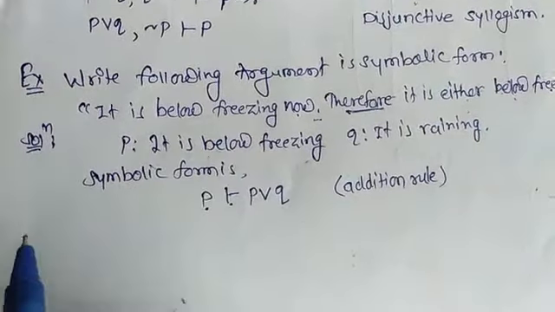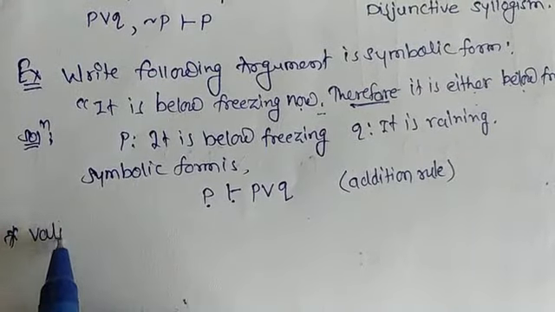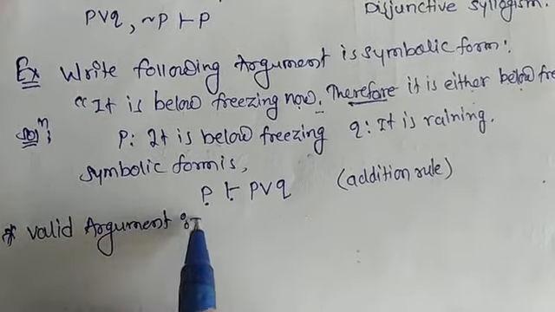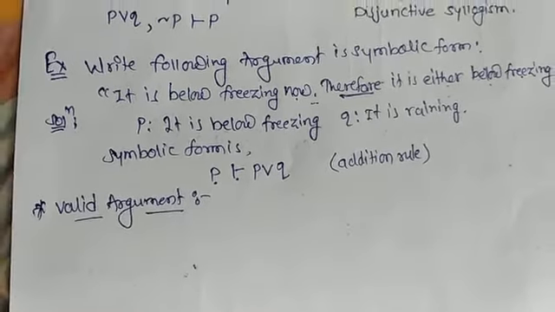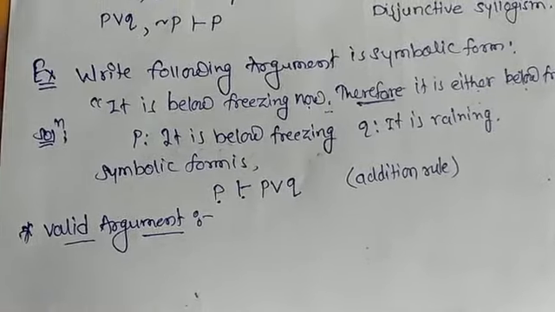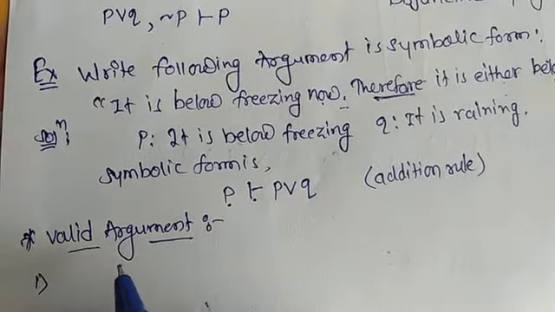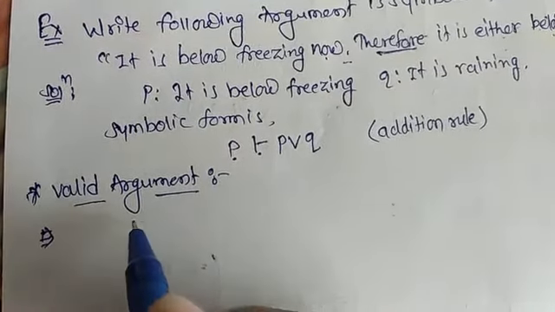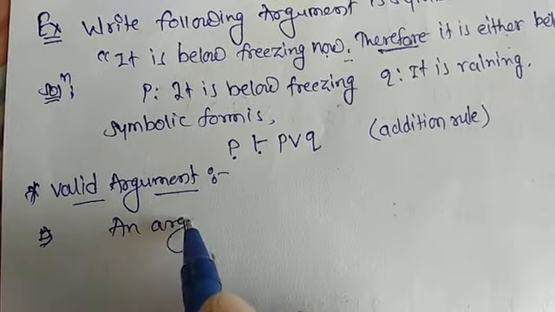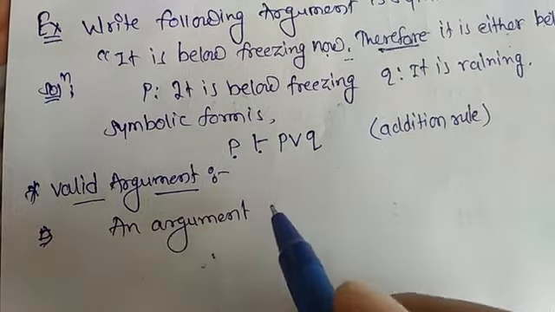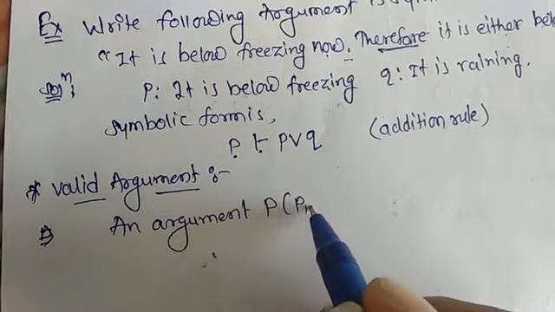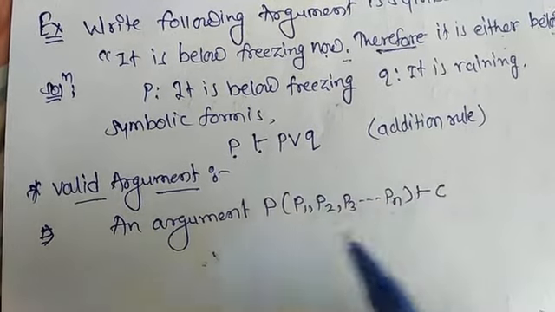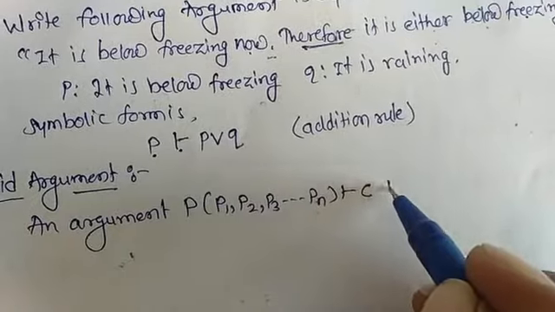Next point is valid argument. Now we have to check the validity of an argument. There are three methods. First, we define the definition of a valid argument. An argument P (P1, P2, P3 up to Pn) concludes C is said to be valid.